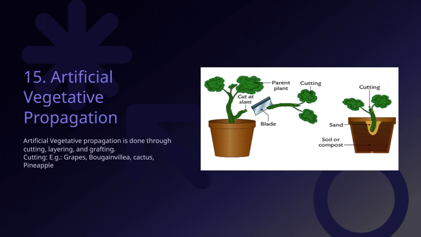This approach is especially useful for plants that do not produce seeds readily or when we want to preserve specific desirable traits. Overall, artificial vegetative propagation plays a crucial role in agriculture and horticulture, enabling us to multiply plants efficiently and maintain the quality of the crops we rely on.